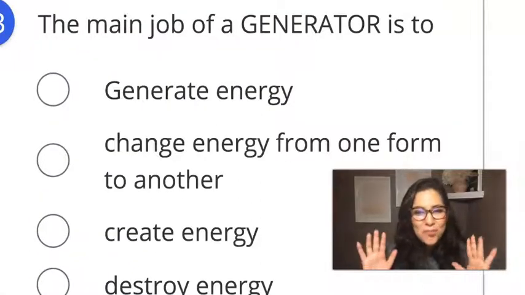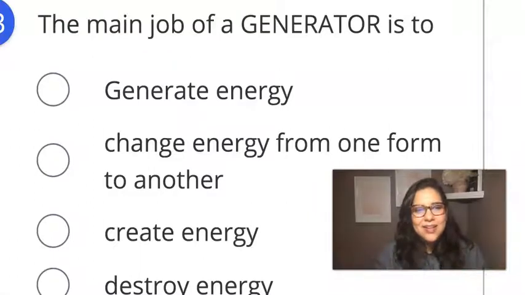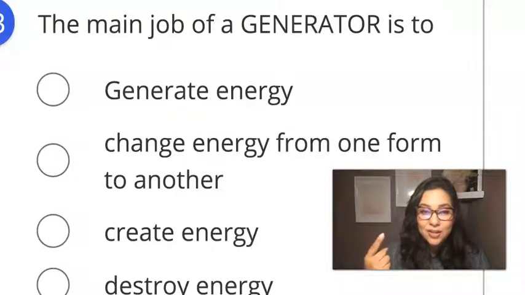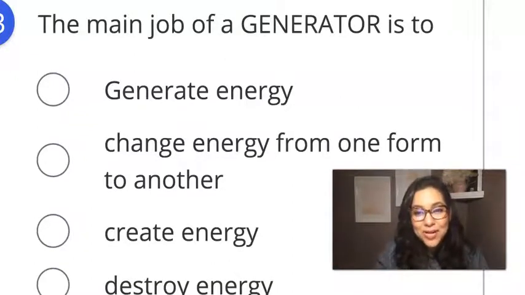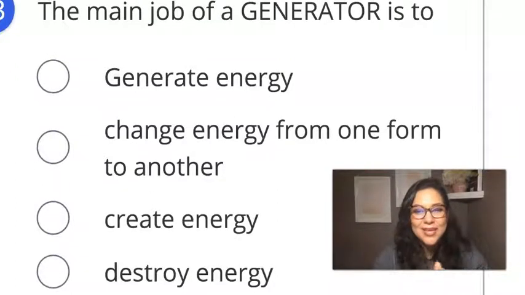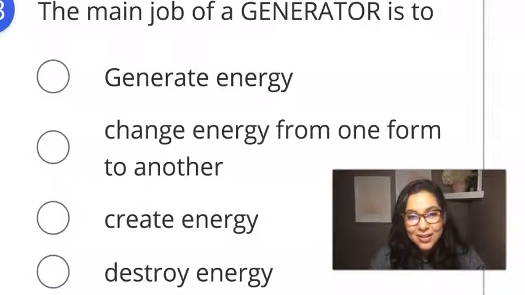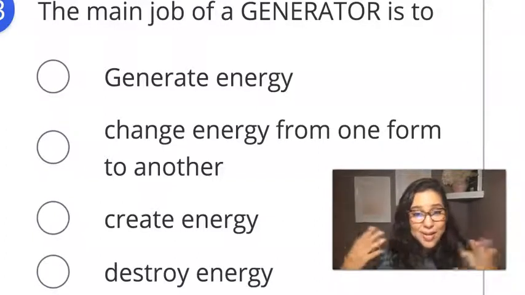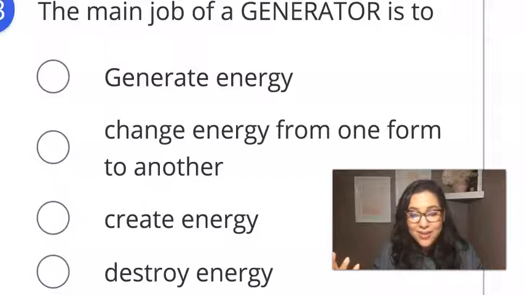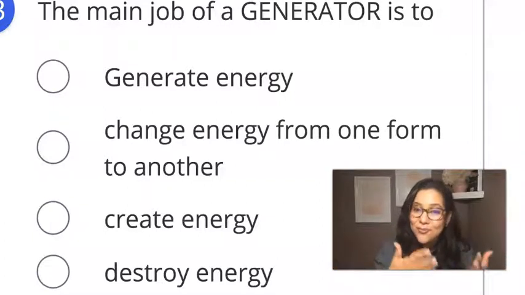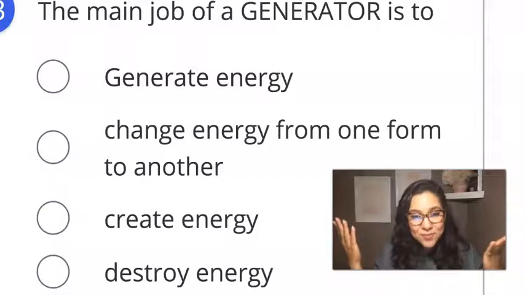All right, so let's do one more checking for understanding. The main job of a generator is to generate energy, change energy from one form to another, create energy, or destroy energy. Select your response and press play for a review. All right, it's review time. The main job of a generator is to change energy from one form to another. That is the answer. It can't be generate, create, or destroy, because energy is not created or destroyed according to the law of energy conservation. It just changes from one form to another, and that's what generators are here to do.